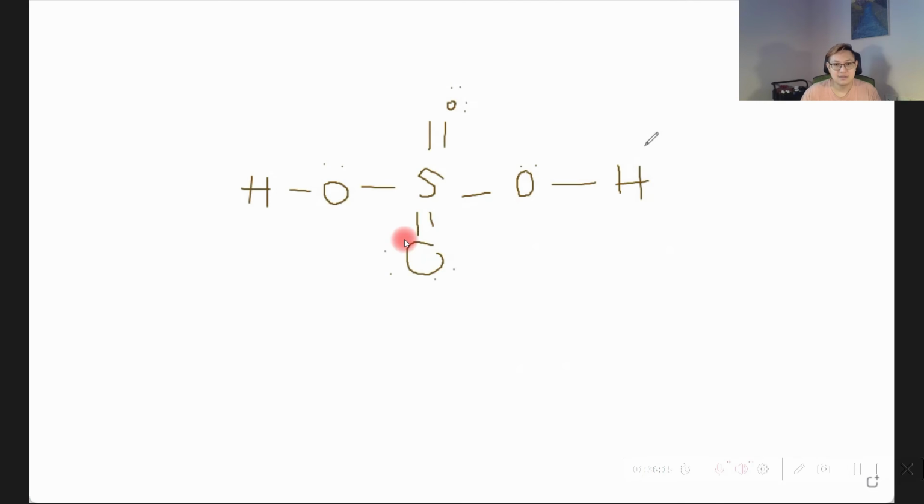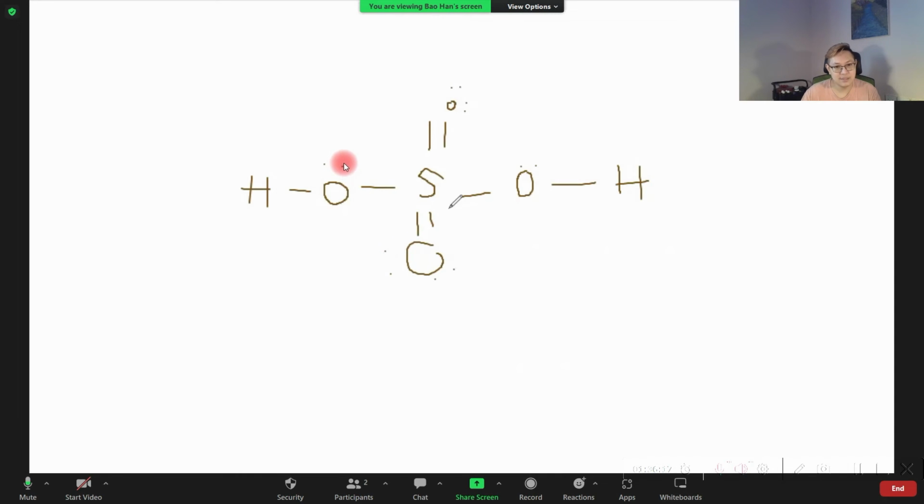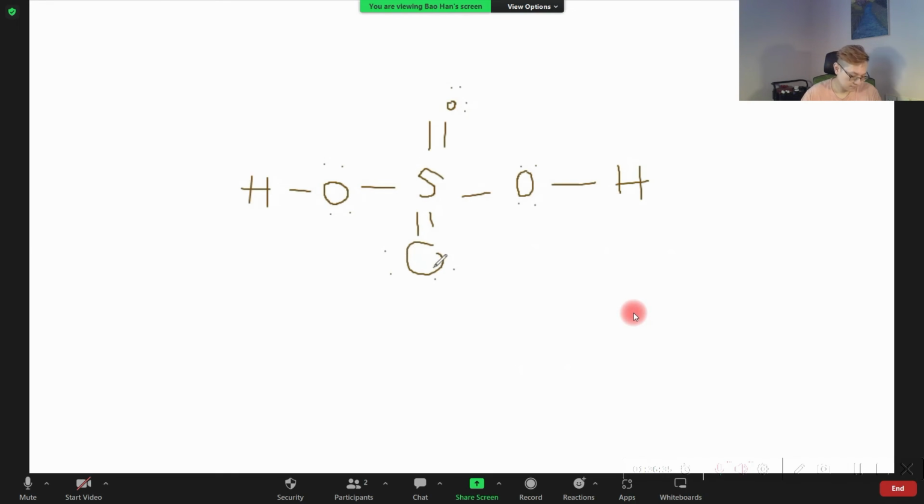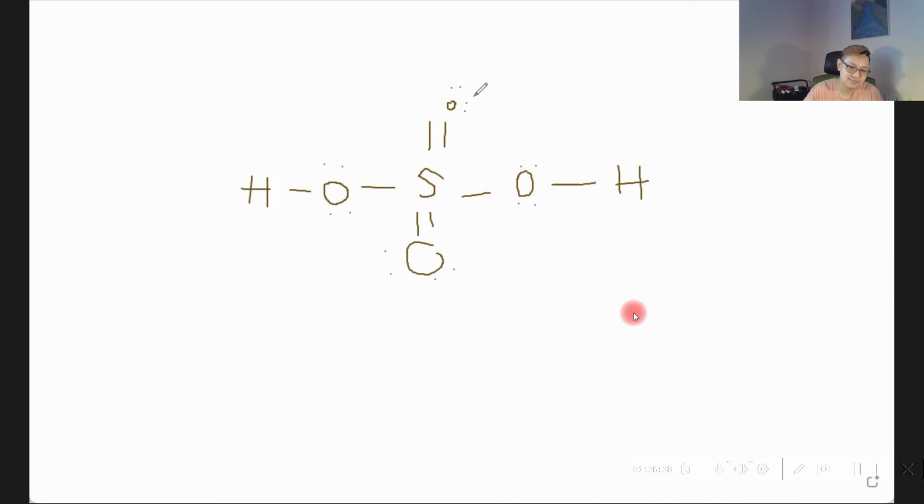And count again. These two, the oxygen on the left and the oxygen on the right, also need two more electrons. Two more dots. Okay, now count again. You will see. Yes, enough. There you go. So for these molecules where you have a central atom connected to oxygens, a lot of the time it could be double bonds. Just remember that.